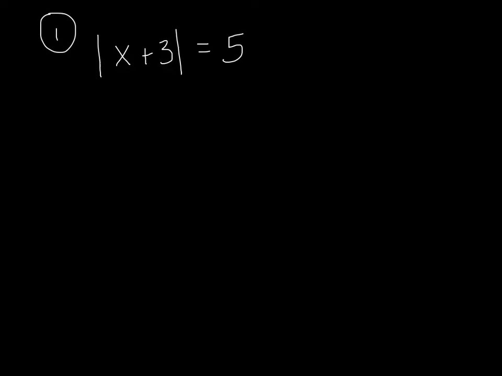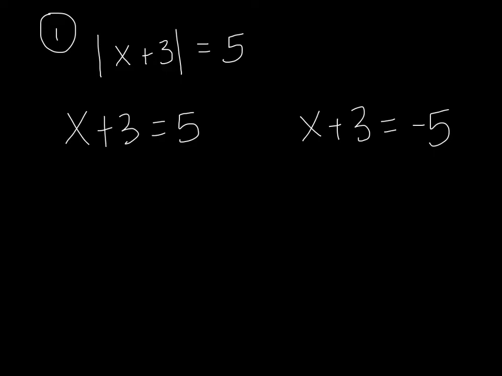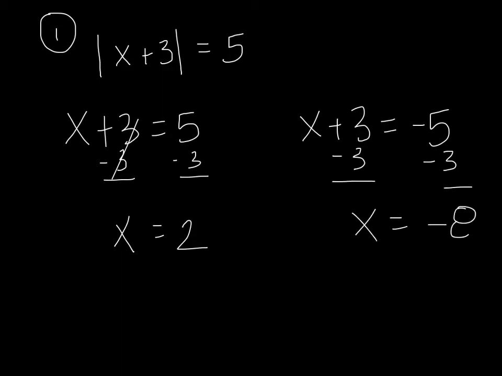So the first thing we need to do is set up two different equations. So x plus 3 could equal 5, or x plus 3 could equal negative 5. Both of those are possibilities, so I need to solve this equation twice to figure out what my two answers would be. So for that first one, if we subtract 3 from both sides, x could equal 2. For the second one, if we subtract 3 from both sides, x could equal negative 8.